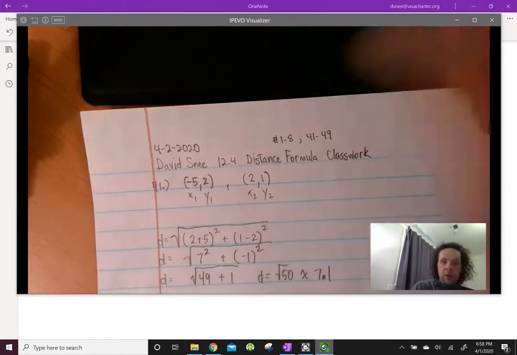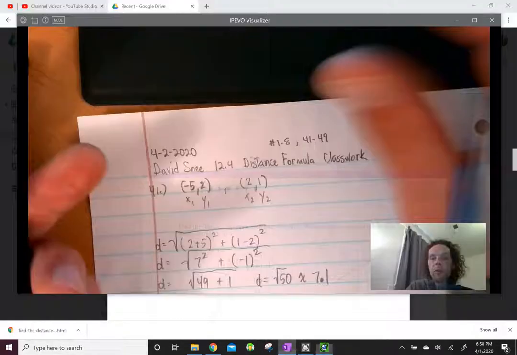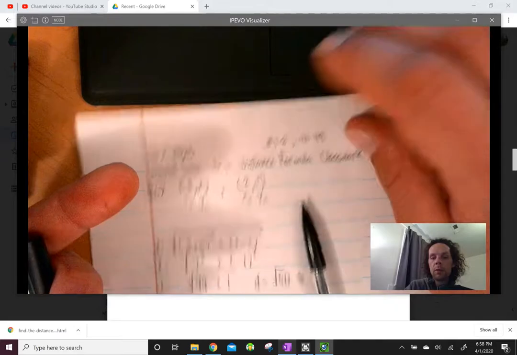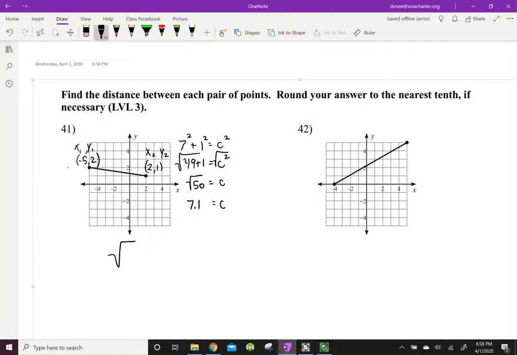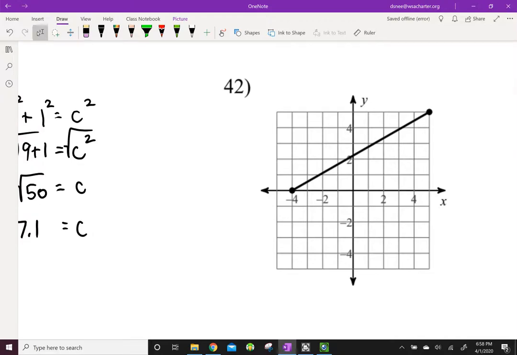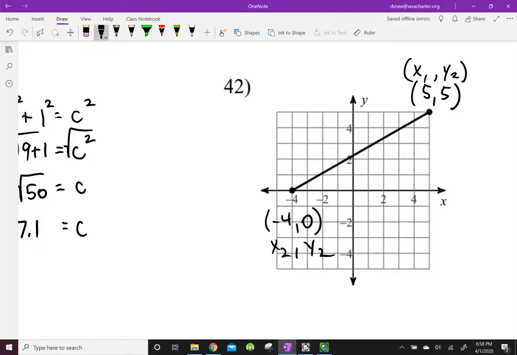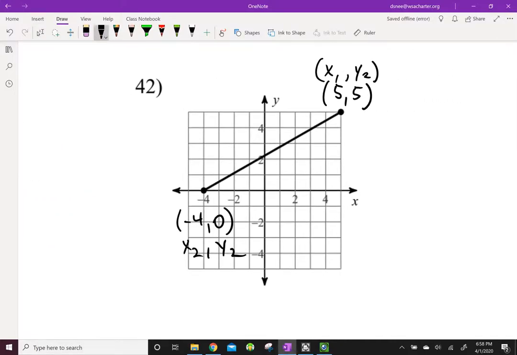Okay, number 42. I'm going to go on. Number 42, I can label my points. That is 5, 5, x1 and y1. I'm just bouncing back and forth between the paper and the tablet. Technology is not cooperating that well for me tonight. And the y value is 0 there. So that's x2 and y2. And I can use the distance formula, or I can just draw out a little slope triangle here.